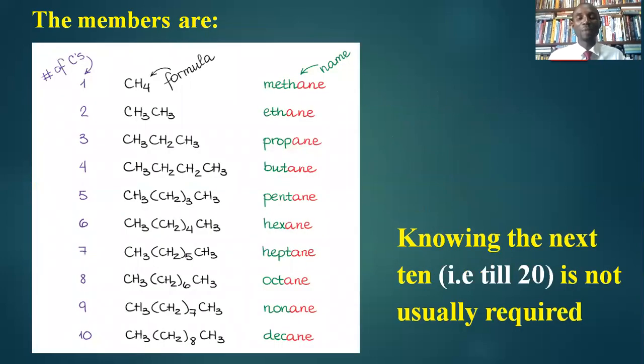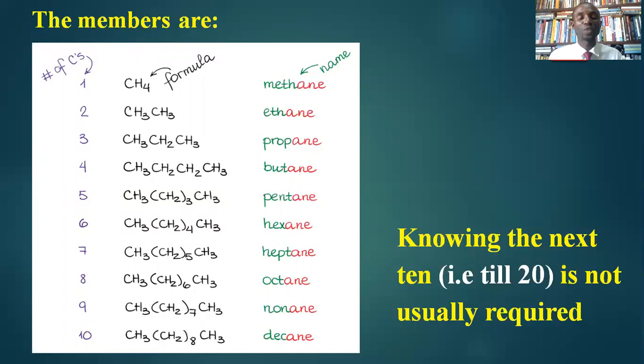Their members, as we have done before, are CH4, that is methane, ethane, propane, butane, pentane, hexane, heptane, octane, nonane, decane. That is the first 10 members. In your secondary school or in most classes, what you are expected to know closely is this first 10. Knowing up to 20 is just additional knowledge, but you need the first 10. It is often required.